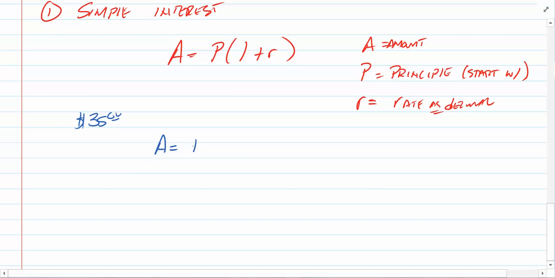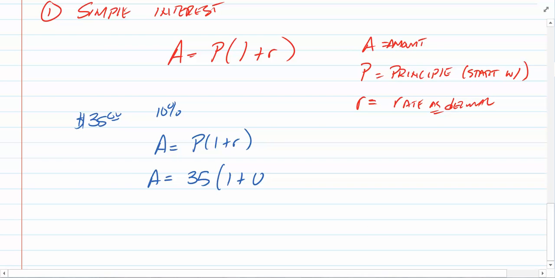So I'm going to take A equals P times 1 plus R. Okay, so the amount I'm going to get is going to be the principal, 35 bucks, times 1 plus the rate was 10%, right? We said 10%. So what's 10% represented as a decimal?